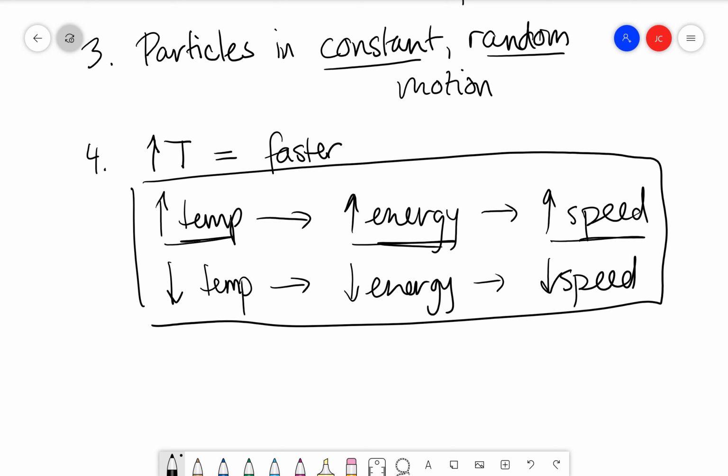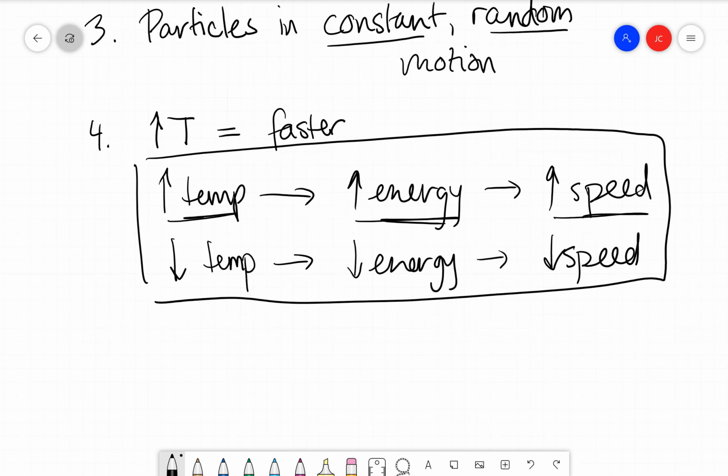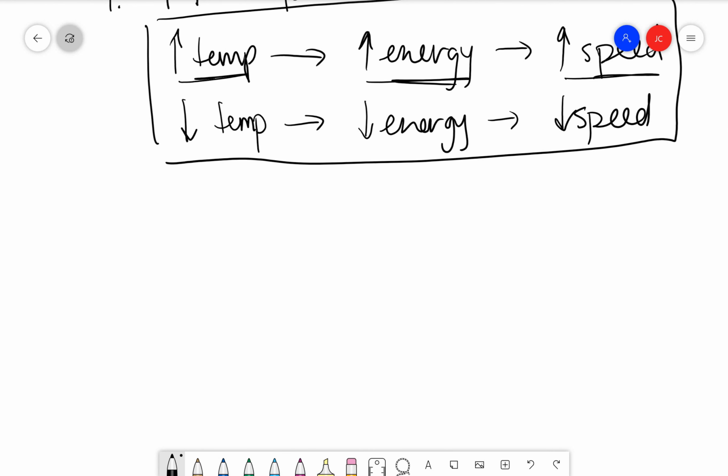And we have an intuitive grasp of what temperature is. It's how hot or cold something is. But there's quite a more precise definition, and we're going to learn about it in the next video. Particles at higher temperatures move faster than particles at lower temperatures because they have more energy. Remember that.